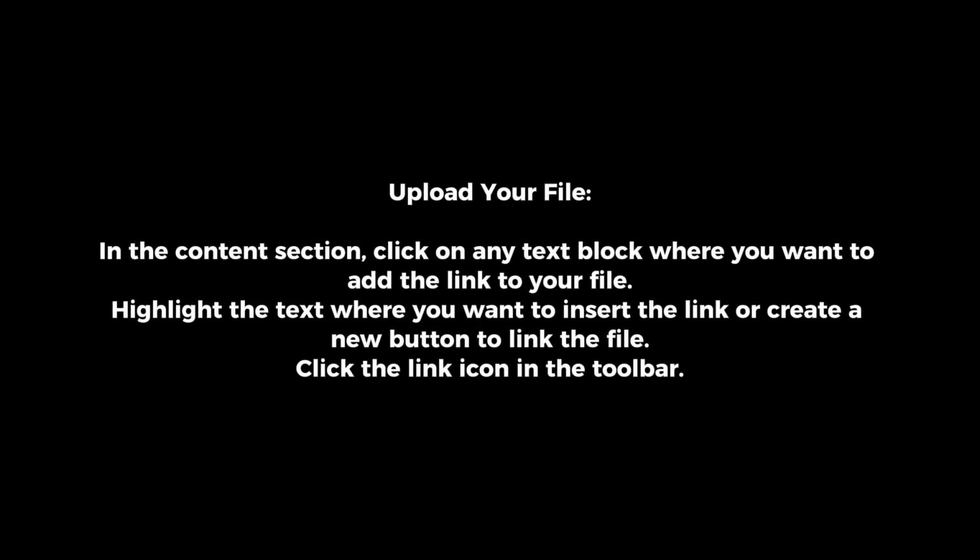Access the email builder. Click Design Email to enter the email builder where you can customize your email content. Upload your file. In the Content section, click on any text block where you want to add the link to your file. Highlight the text where you want to insert the link or create a new button to link the file. Click the link icon in the toolbar.